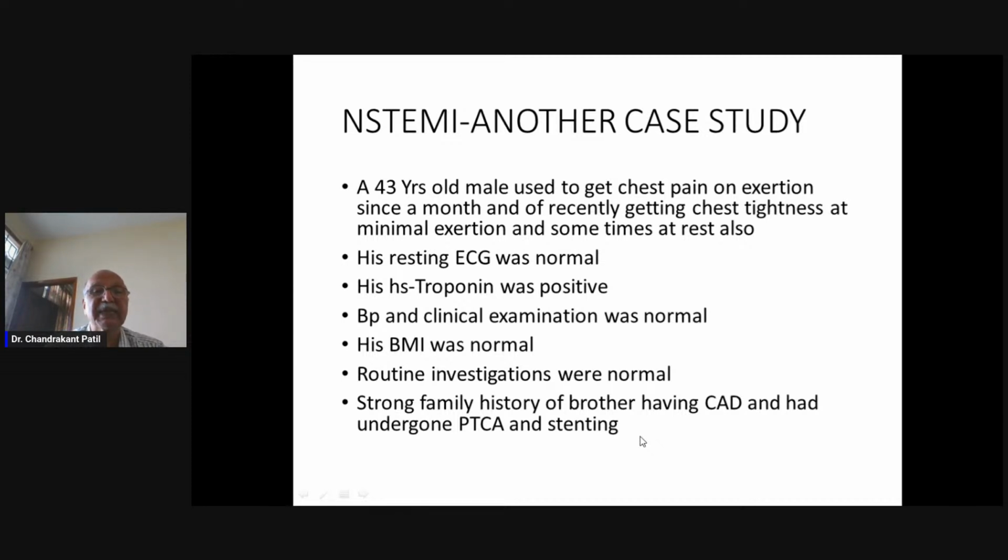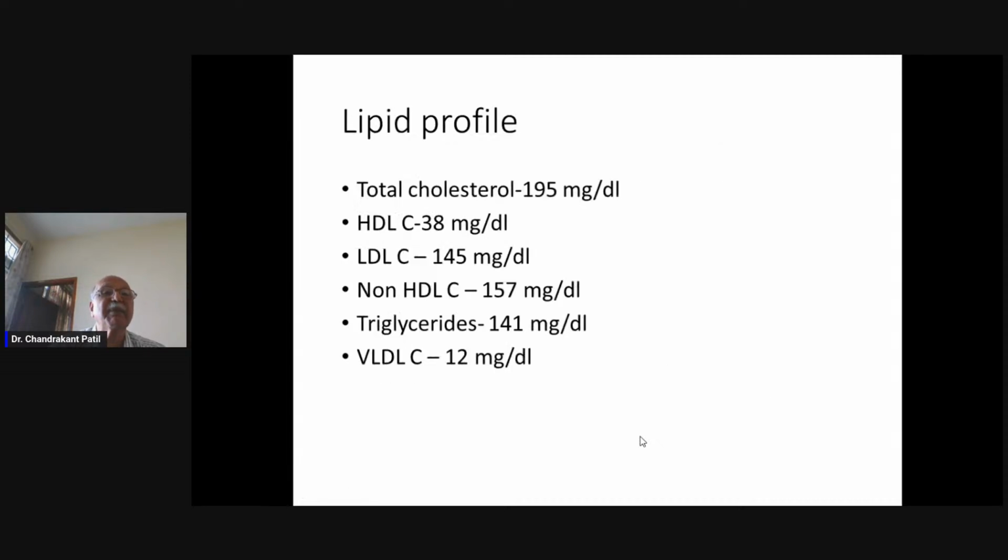Blood pressure and clinical examination were normal. His BMI is also normal, and routine investigations were normal. What was important is a strong family history: his own brother had coronary artery disease and had undergone PTCA and stenting. So again, a strong family history was there.